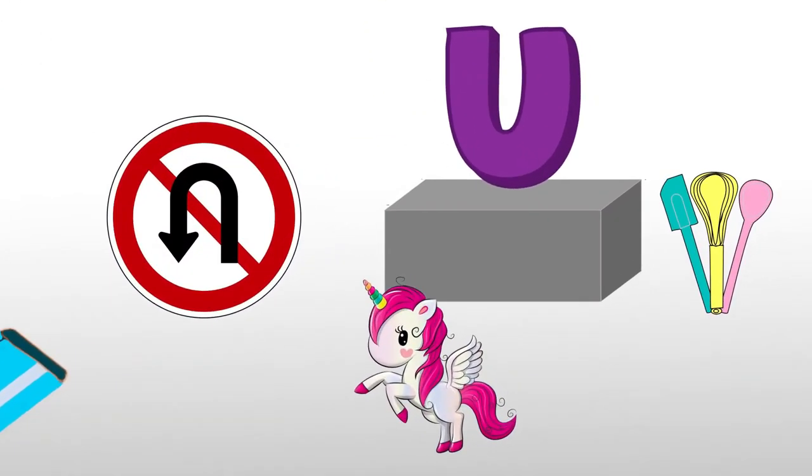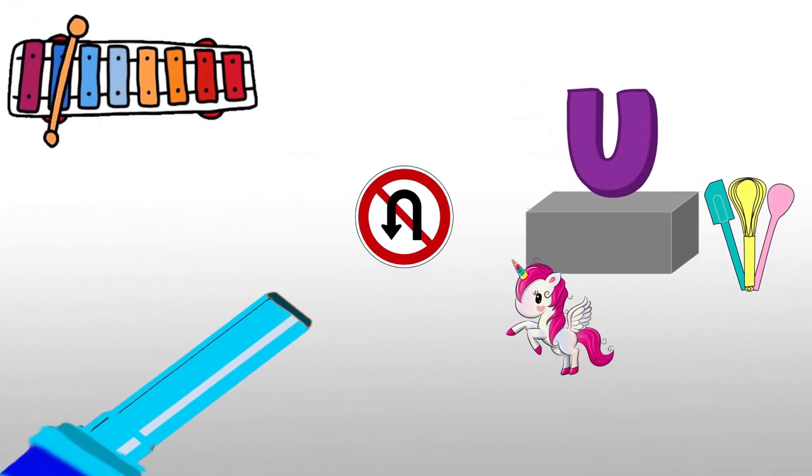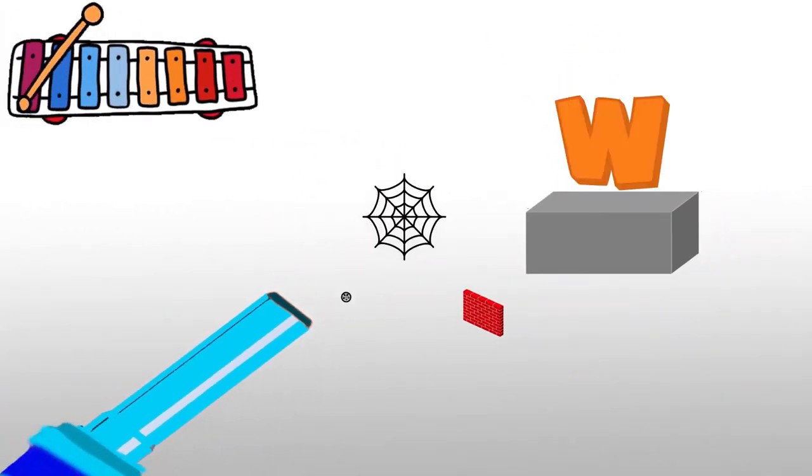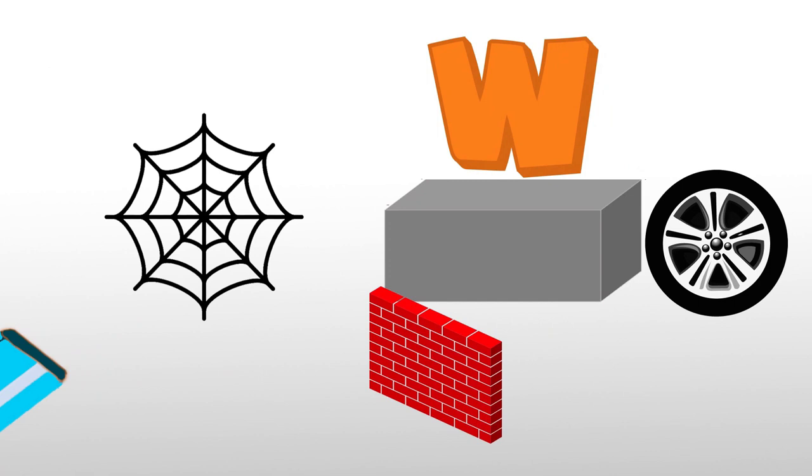U. U for U-turn. U for unicorn. U for utensils. V for vase. V for vegetable. V for volcano. W for web. W for wall. W for wheel.